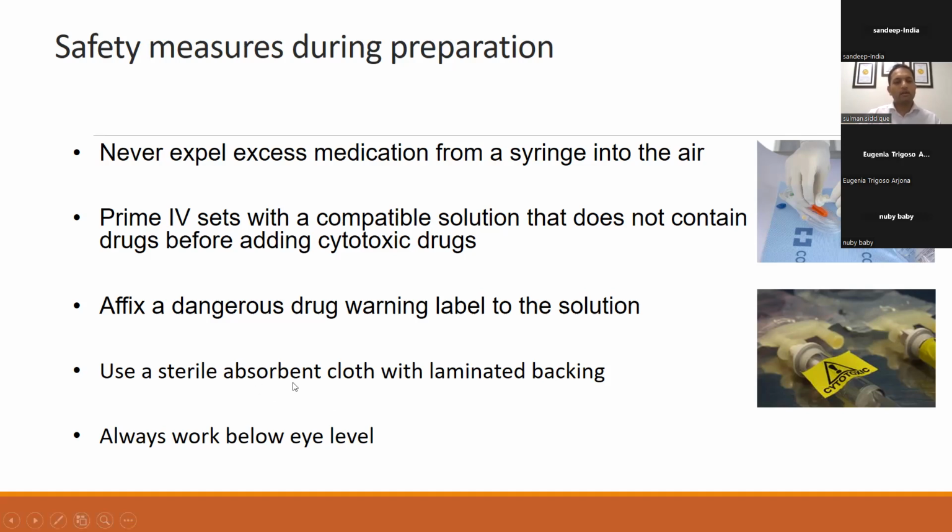Use a sterile absorbent cloth with laminated backing. Usually you should always have a gauze when you're priming the IV set or preparing the medicine. Always work below eye level.